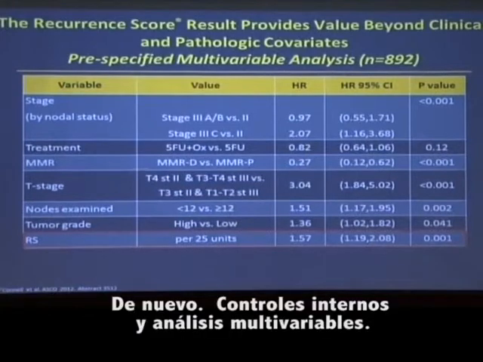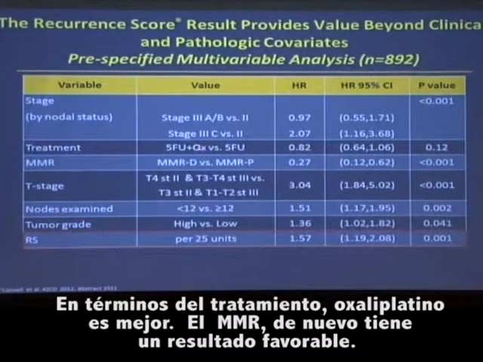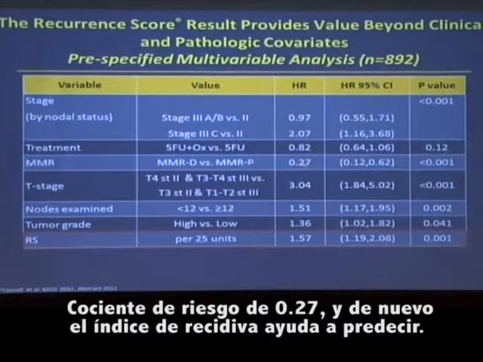Okay, so again, internal controls and multivariate analysis. I showed you this earlier, stage 3 As and Bs and stage 2s, 3Cs and 2s. In terms of treatment, oxaliplatin is better. Mismatch repair, again, favorable outcome, hazard ratio 0.27, and again, recurrence score helps predict. All right.